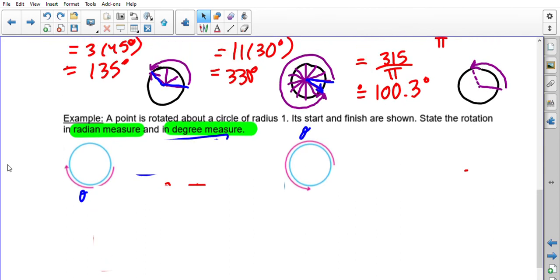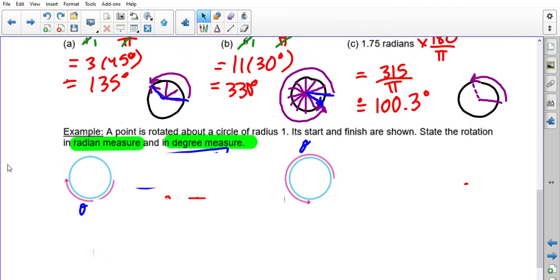All right, the next example says a point is rotated about a circle of radius 1. Its start and finish are shown. State the rotation in radian measure and in degree measure.